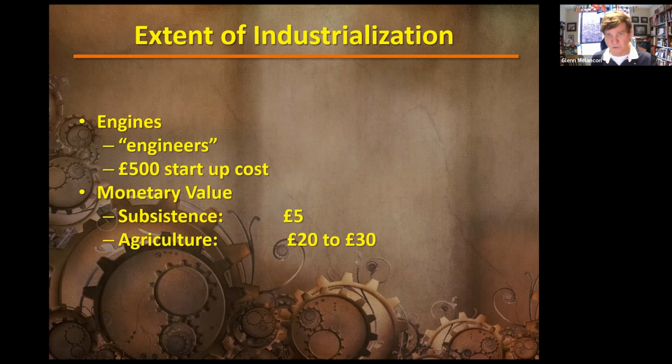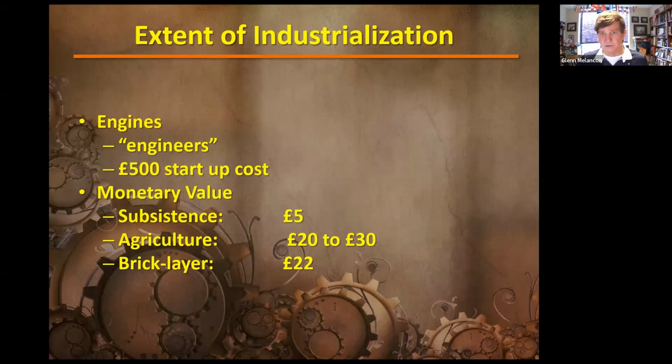An agricultural worker, depending upon whether they were unskilled or skilled, earned somewhere between 20 and 30 pounds for a year. So once again, we're talking about them having to live or work a lifetime, not just earning this money, but then they're going to spend 5 to live, right? If that's all they're doing. So an agricultural worker is not going to have the ability to create savings and put this aside. A bricklayer, a skilled urban worker, earned 22 pounds a year.